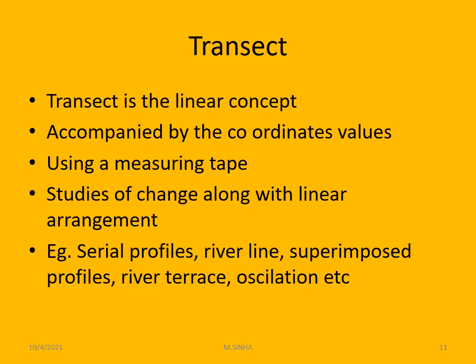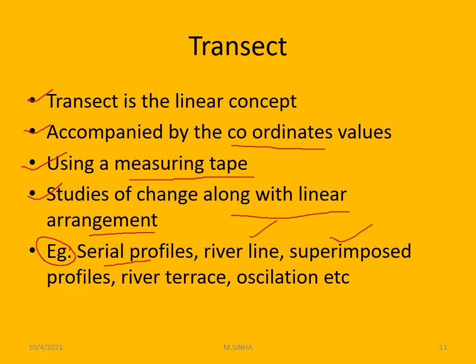The transit method is a linear concept, accompanied by coordinate values. The tape, a linear measuring instrument, is a very important and integral part of transit survey. Studies always follow the line, which may be continuous or segmented into several parts. Examples of transit studies are the serial profile, river line, river gradient, superimposed profile, river terrace, oscillation of river, and so on.